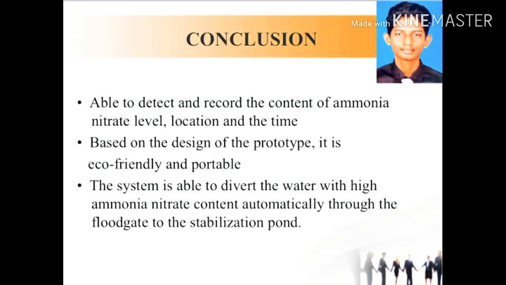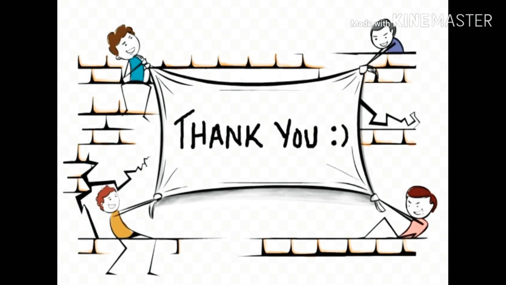Now let's move to the conclusion. As we conclude, this project is able to detect and record the ammonia nitrate level, location and the time. Based on the design of the prototype, it is eco-friendly and portable as well. Also, the system is able to divert the water with high ammonia nitrate content automatically through the float gate to the stabilization pond. That's all from us. Thank you.